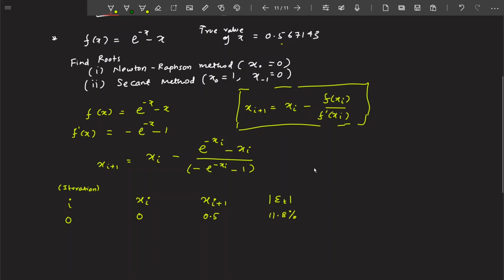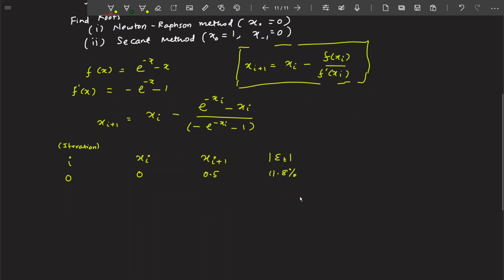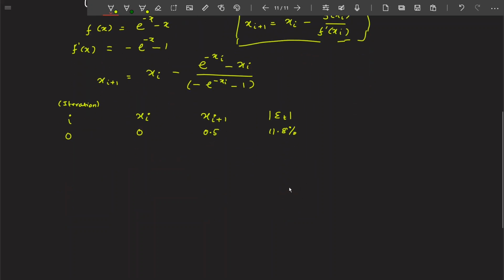Okay, and if you subtract that from this and find out the true error, it's going to be 11.8%. Now I hope I don't need to tell you what is the formula for true percentage error, because it's been high time now that we have used it a number of times. So this is it. Then iteration number 1, this xi plus 1, that is the next value, now will become the previous value.